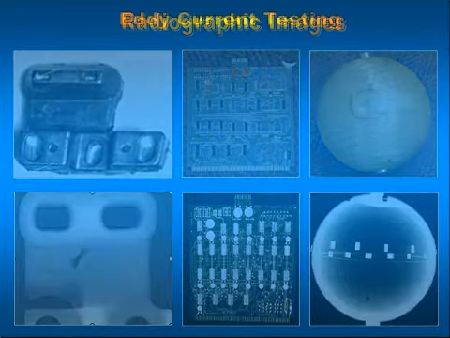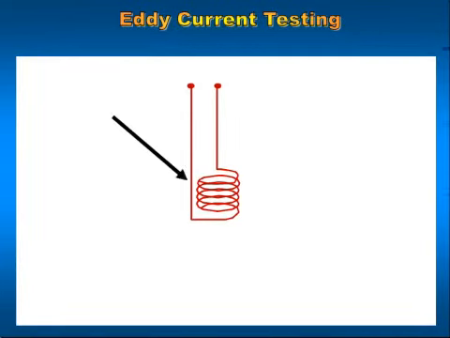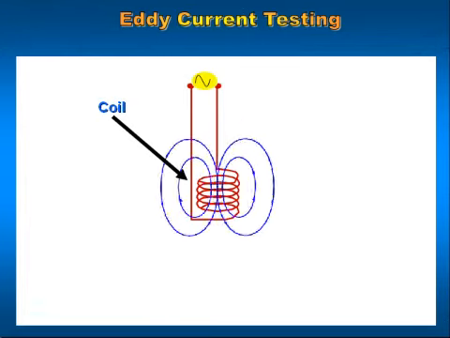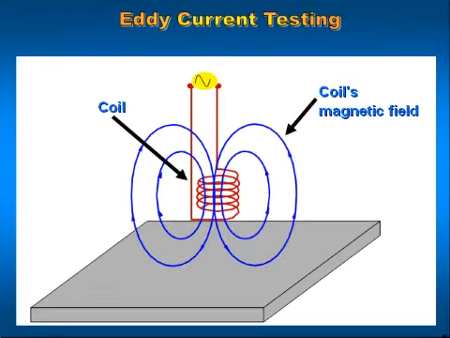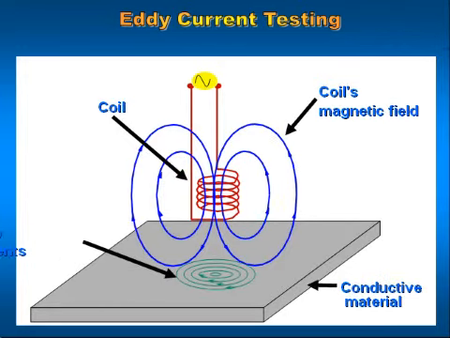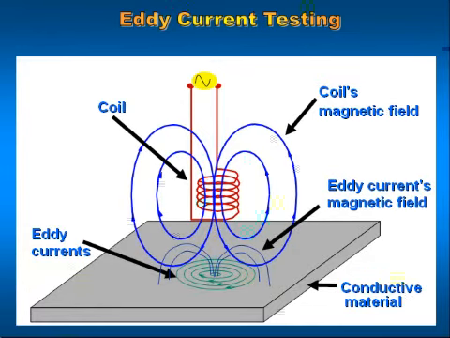Eddy current testing. Here we see an eddy current field being induced on the surface of a part. The part is a conductive material. Above the part, held perpendicularly, is an eddy current probe. As the probe approaches the conductive part, a magnetic field is created in the probe's coil. This field produces an eddy current magnetic field, which in turn creates an eddy current field on the surface of the part.